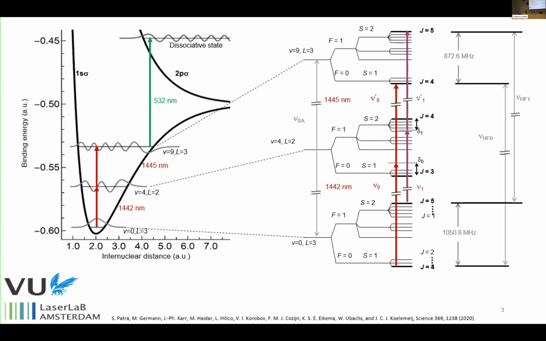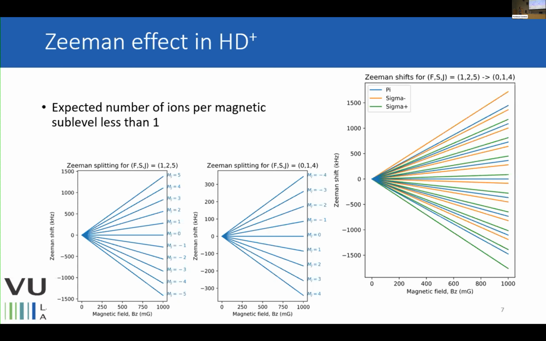So here you can see the Zeeman splitting for the top hyperfine level in the interval, and for the bottom level, and then taking into account the allowed transitions. These are the Zeeman shifts for all the allowed transitions between this top level and this bottom level in the hyperfine interval in the vibrational ground state. So we expect to have less than 1 ion in each magnetic sublevel.